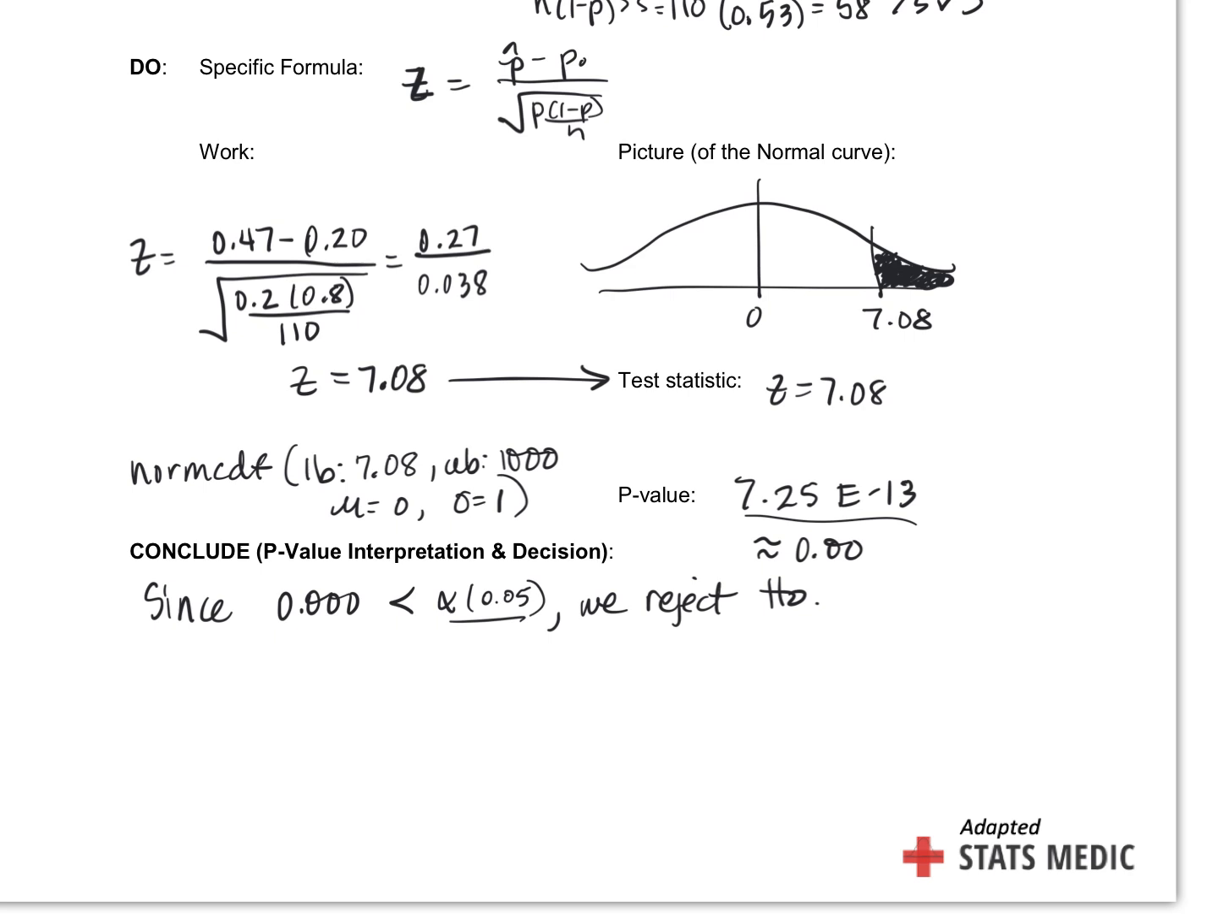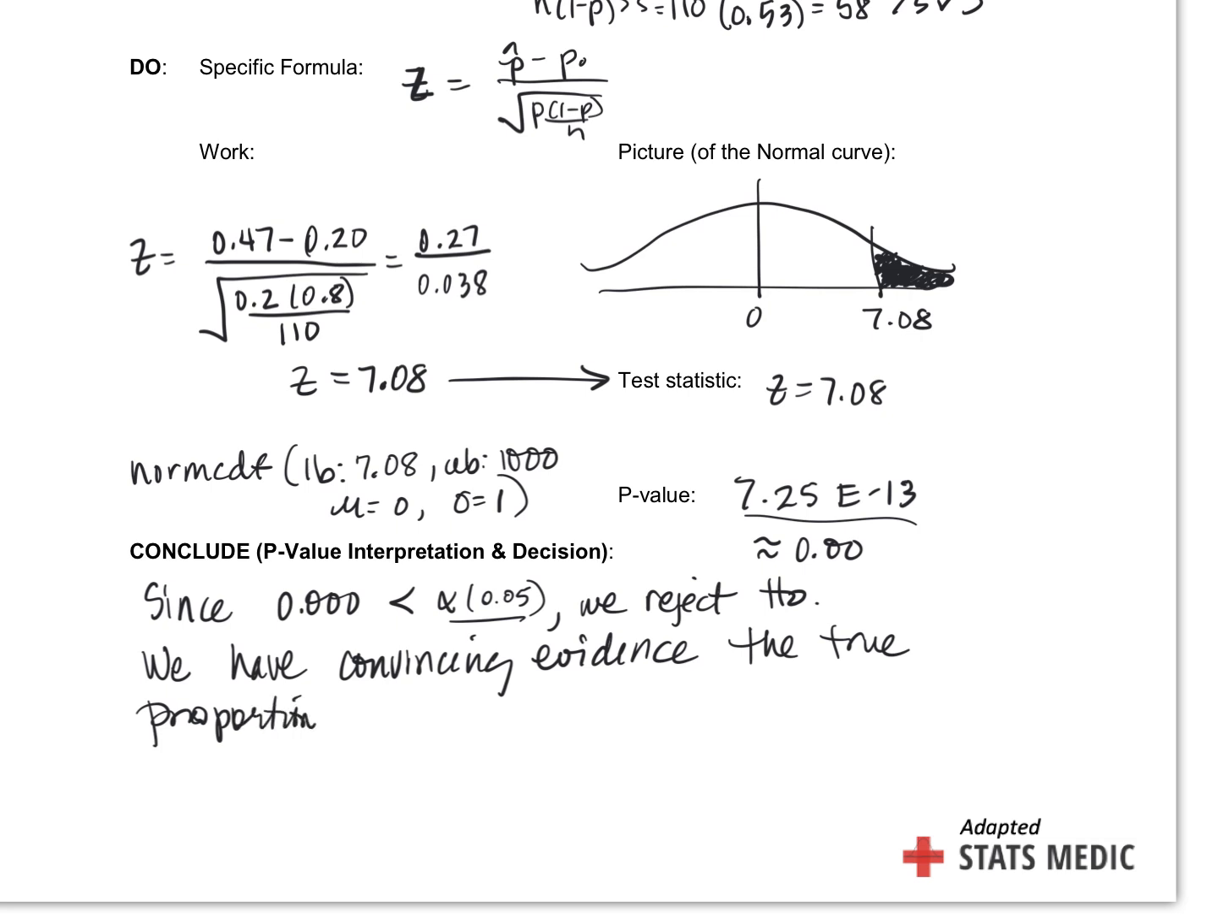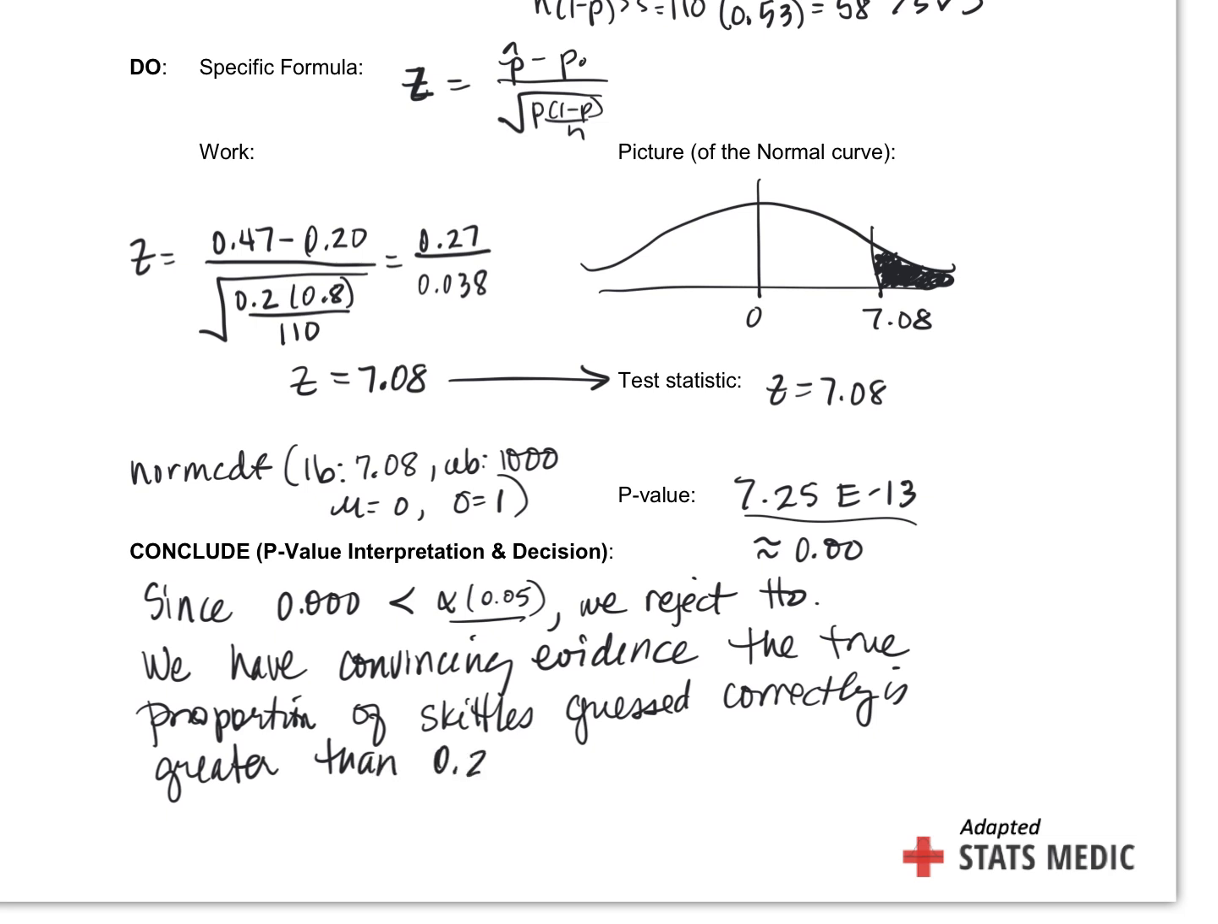What does that mean in reality? It's not true. What's not true? Evidence that it is not true. We have convincing evidence of the alternative. What does the alternative say? That it's greater than 20%, or we're not guessing. The true proportion of Skittles guessed correctly is greater than 20%.